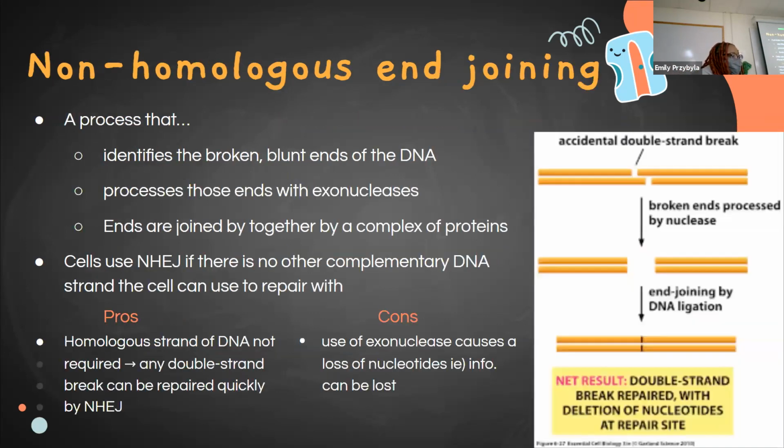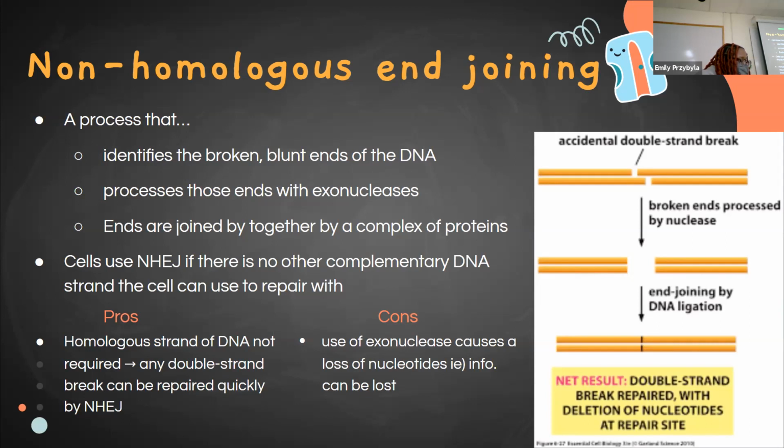So non-homologous end joining, we identify the broken blunt ends of the DNA, we process them with exonuclease, and then we join them back together. So we take our blunt ends and we trim them so that now we're equal, and then we join them back together. We do this when there's no other complementary DNA to come and fix this for us. Because obviously we don't need any DNA, we just cut it, stick it back together. So this is great if we don't have a homologous strand of DNA, then any double-stranded DNA break can be fixed, because double-stranded DNA breaks are definitely a problem.